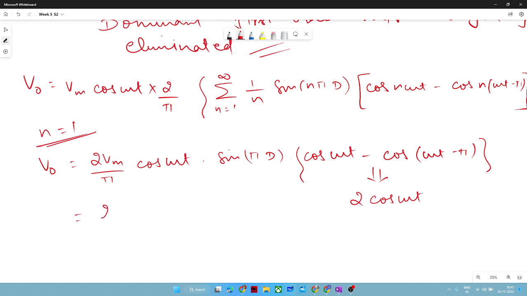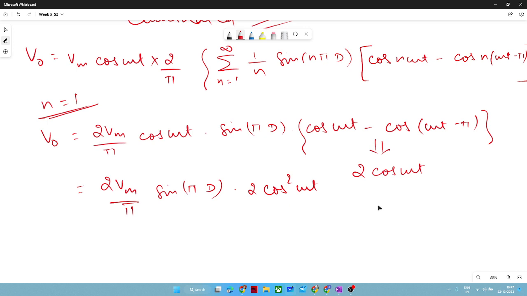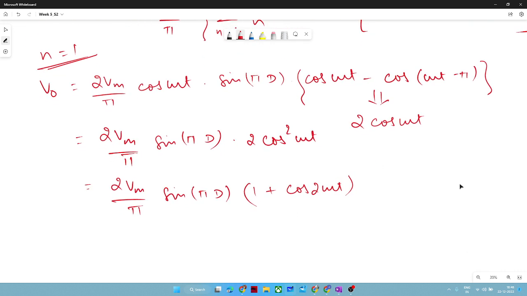And here we go, 2 Vm by pi sin pi d into 2 cos square omega t, and we can write 2 cos square omega t in terms of 1 plus cos 2 omega t divided by 2. So I will simplify it further, sin pi d into 1 plus cos 2 omega t. Okay, so now I can easily extract the DC component. This term will give you DC, and this will again be the second order ripple.